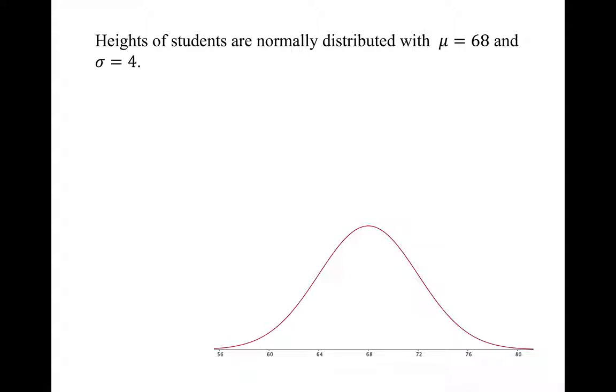Okay, so as promised, here's the video for section 6.4, which is about calculating normal probabilities. Some of this is going to be very similar to what we've done before. So let's say that we've got heights of students that are normally distributed, with a mean of 68 inches and a standard deviation of 4. If we look at the graph down here, we see that the mean is 68, and each one of these is an increment of 1 standard deviation.